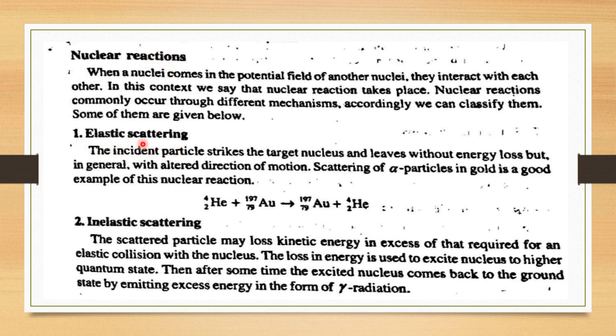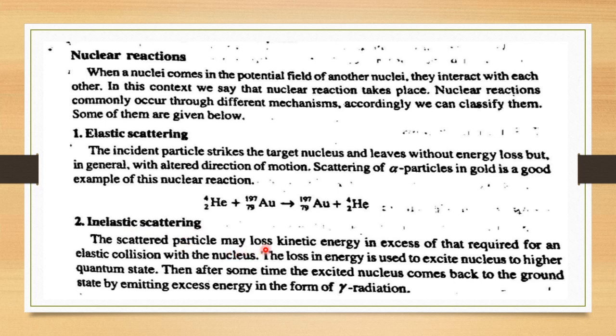First one is elastic scattering. The incident particle strikes the target nucleus and leaves without energy loss. But there will be an alteration in the direction of motion, or scattering is possible. So scattering of alpha particles in gold is an example of a nuclear reaction. Here is one example.